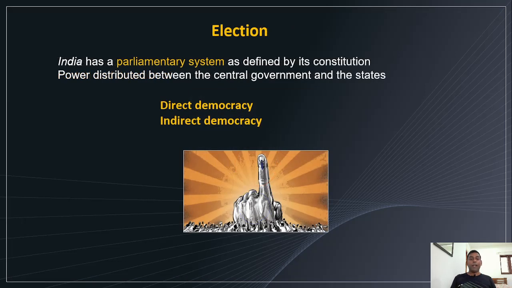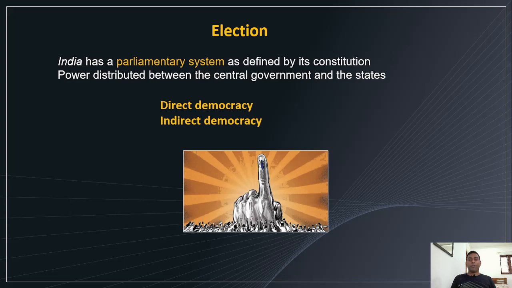These are some of the features a good governance has or must have, right? Then election. Election means electing the members to the houses. India follows parliamentary system, which was defined by the constitution. Then power distributed between the central government and state governments. India follows federal structure, right? Federal, having more authority at the center.